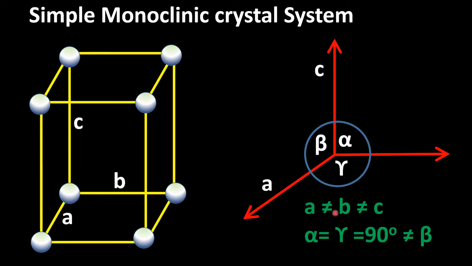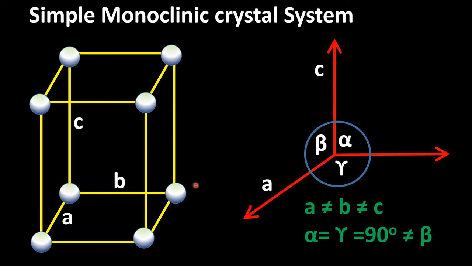Here you can see that again all three lengths are different from each other. That is, length a is not equal to b, which is not equal to c. In the same way, angles alpha and gamma are 90 degrees. Here you can see that this angle and this angle are 90 degrees, but this angle is different than 90 degrees. That is, angle beta is not equal to 90 degrees.